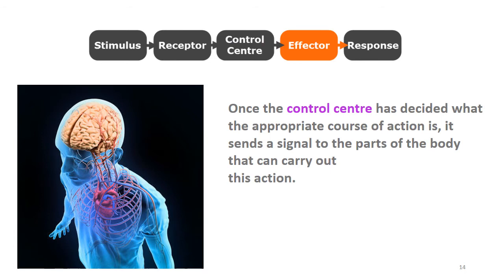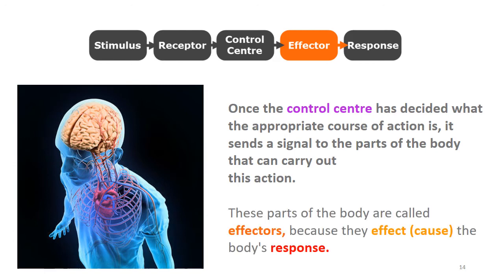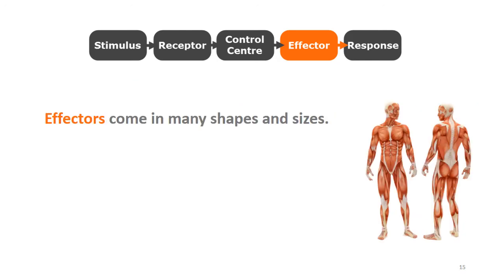Once the control centre has decided what the appropriate course of action is, it sends a signal to the parts of the body that can carry out this action. These parts of the body are called effectors because they affect or cause the body's response. Effectors come in many shapes and sizes.